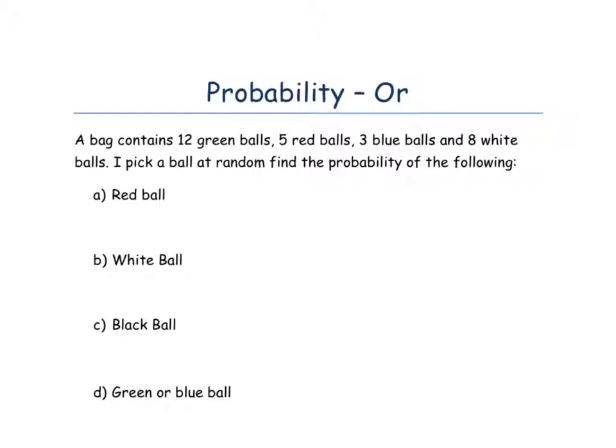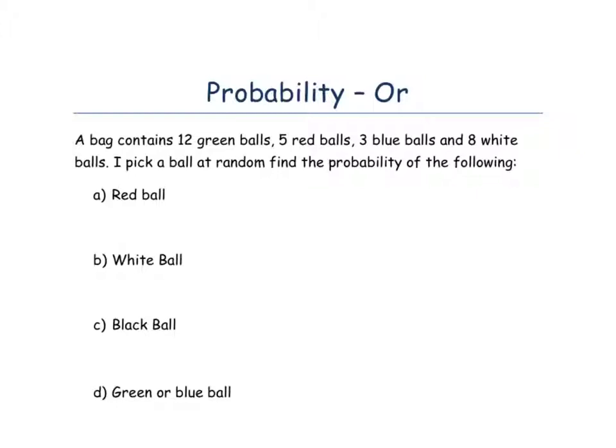Now, this is great information, but what we're not told here is exactly how many balls are in the bag. Or are we? Well, we are, because we know that there's 12 green balls, there's 5 red balls, 3 blue balls and 8 white balls. So altogether, if we add them up, we'll get the number of balls that are in this bag.